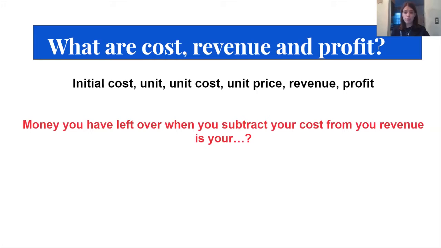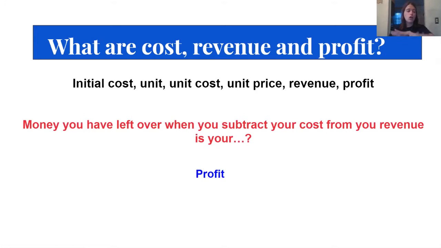So you take that from your revenue. Say you sell each pen for $2, so you make $200 on all 100 pens. You take 200 minus 100, and your profit, to give you the hint there, is $100. So your profit is how much you get once you take your cost out of your revenue.